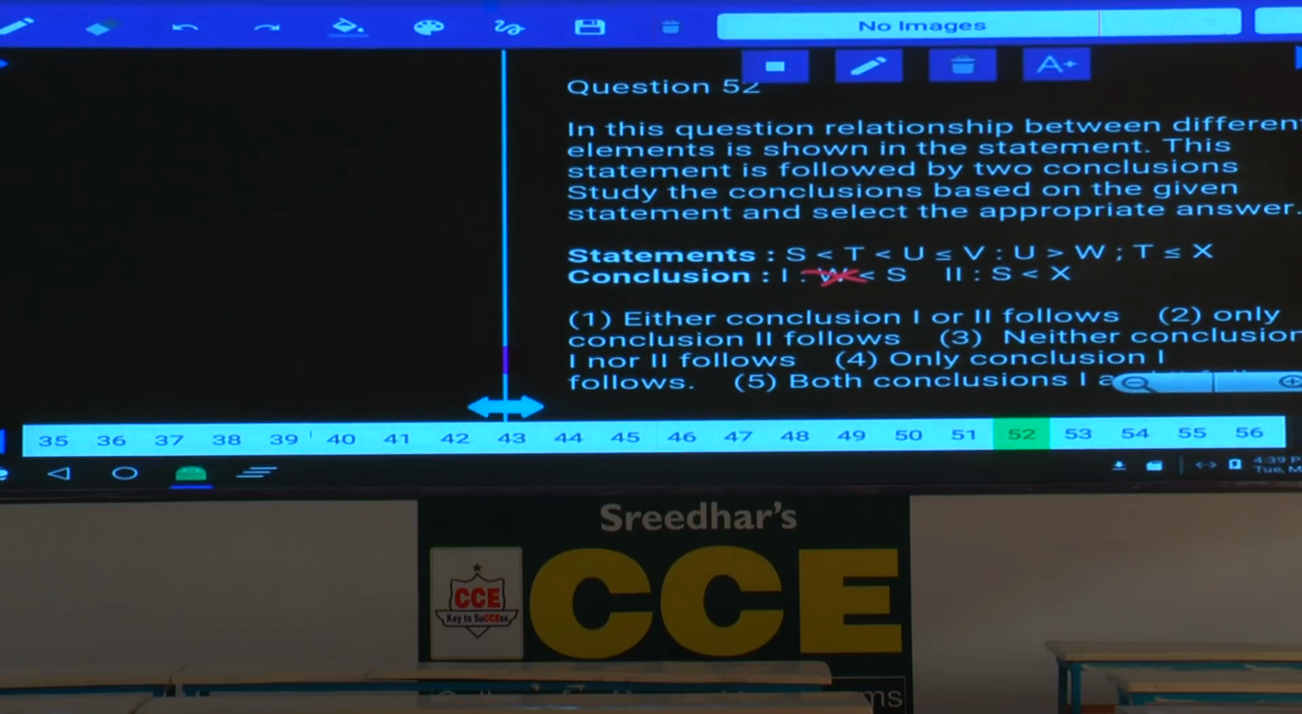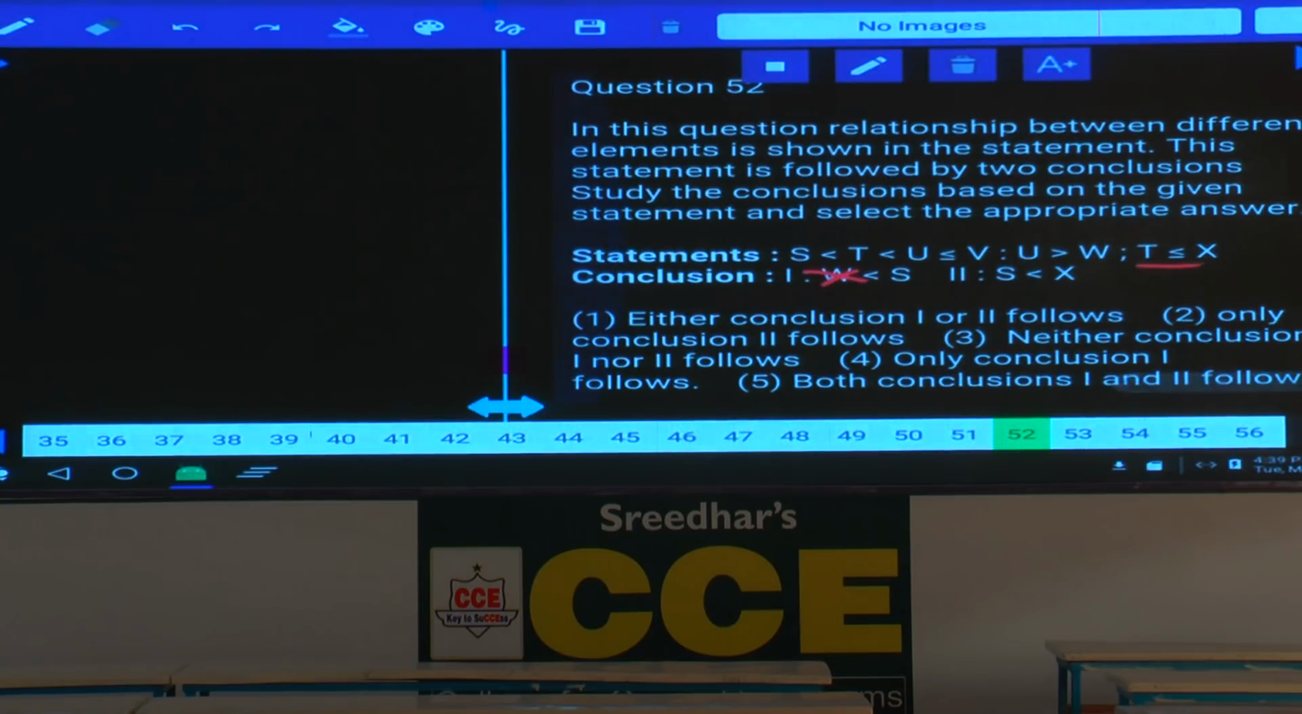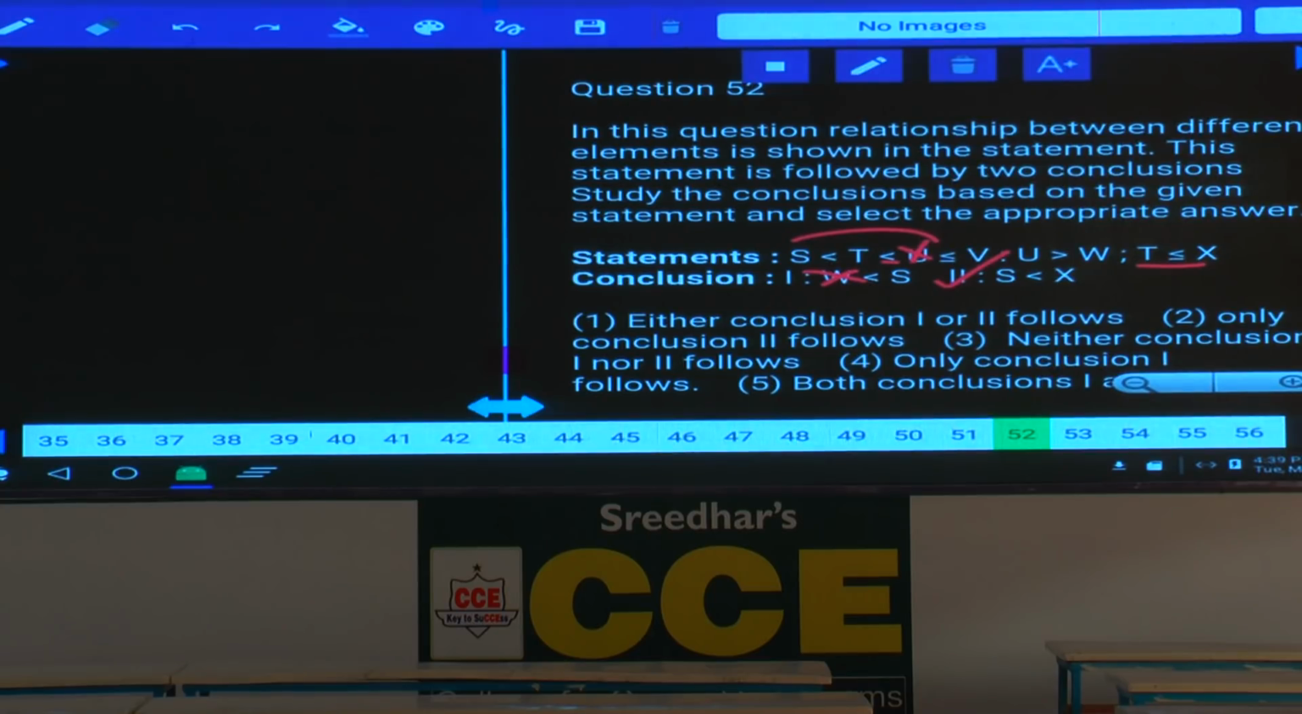Then coming to the second one, S lesser than X. S is here, X is here, the letter which is common is T. And T lesser than or equals to X, we can write it as X like this. Hence S lesser than X is definitely true. Hence only conclusion 2 follows, and it is given in choice 2. 52, it is choice 2.